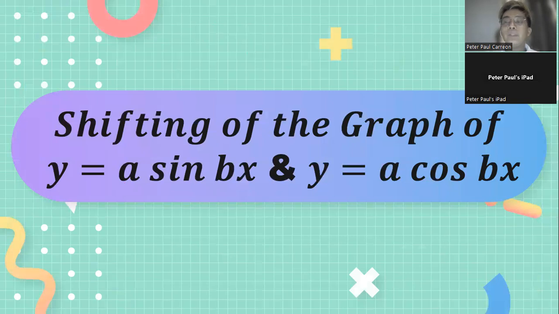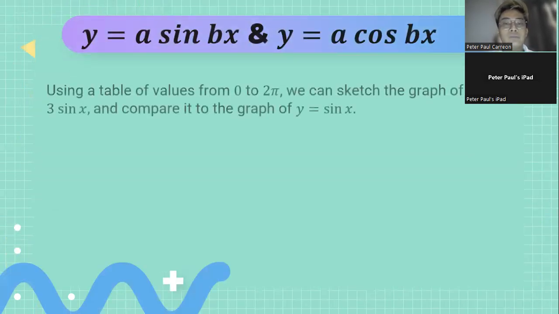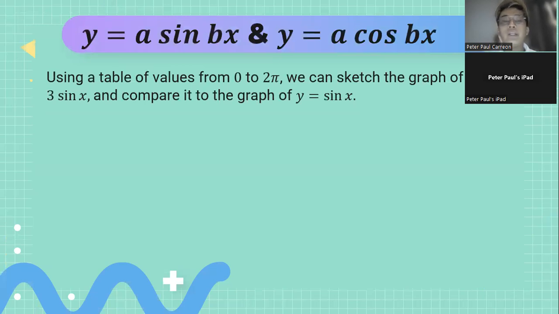Tignan natin kung ano ba yung nagiging effect ni a sa sine function at ano naman yung nagiging effect ni b kapag nilagyan natin yung angular measure ng b sa sine and cosine function. So using a table of values from 0 to 2 pi, we can sketch the graph of 3 sine x and compare it to the graph of y is equal to sine x.